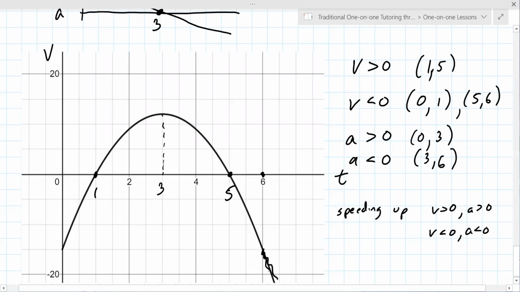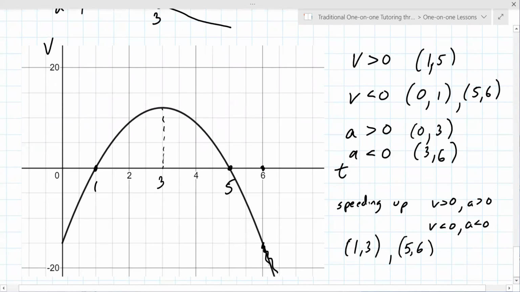So it would be, okay, velocity positive, acceleration positive. So 1 to 3. Okay, agreed. And then velocity negative, acceleration negative. So 5 to 6. Yes, because it's got to be going down in slope. It's got to be below the x-axis and going down.